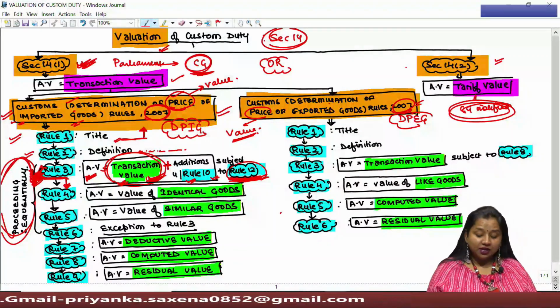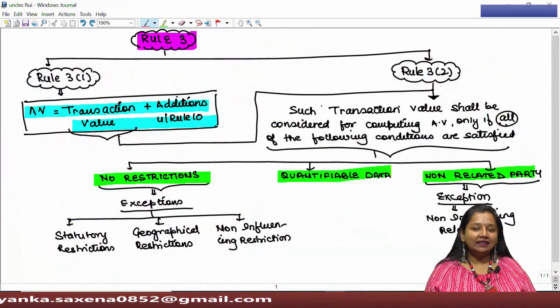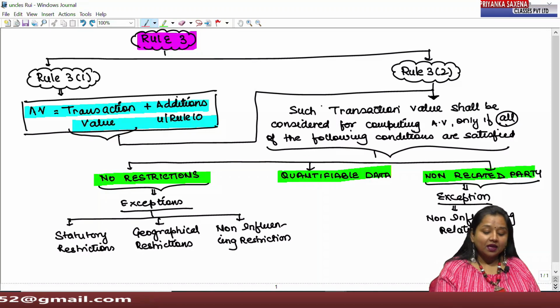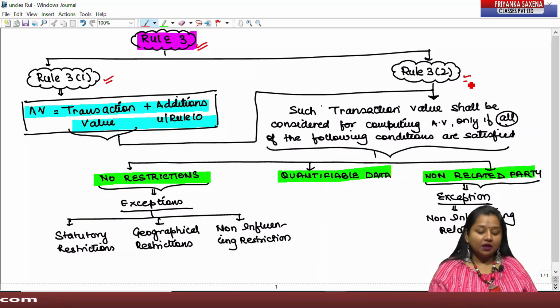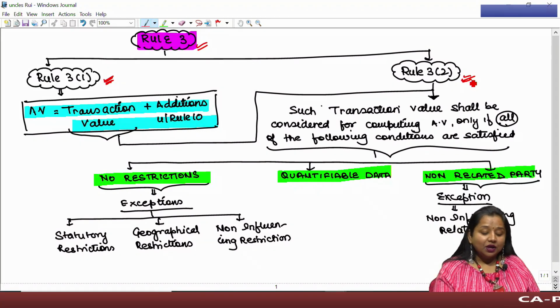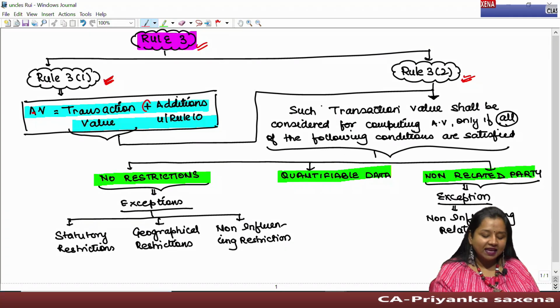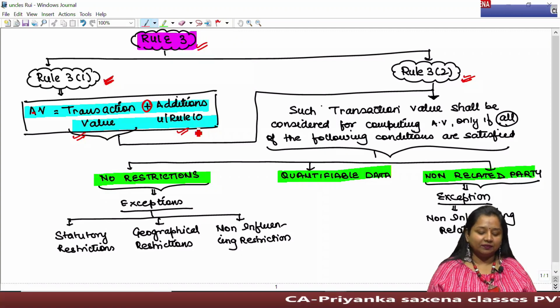Here under Rule 3, we have two sub-rules to be understood in detail, because from this rule, sometimes theoretical provisions can be asked in the exams. Rule 3 has two sub-rules in bifurcation, Rule 3 sub-rule 1 and Rule 3 sub-rule 2. Rule 3 sub-rule 1 says that assessable value for imported goods shall be taken as the aggregate of transaction value and the additions made under Rule 10.